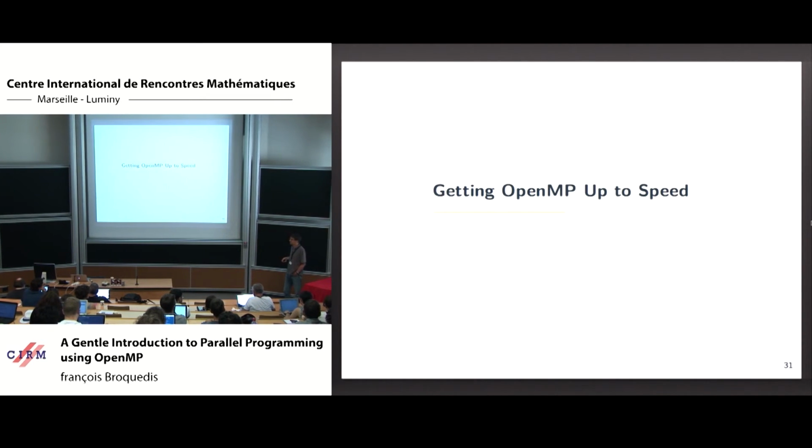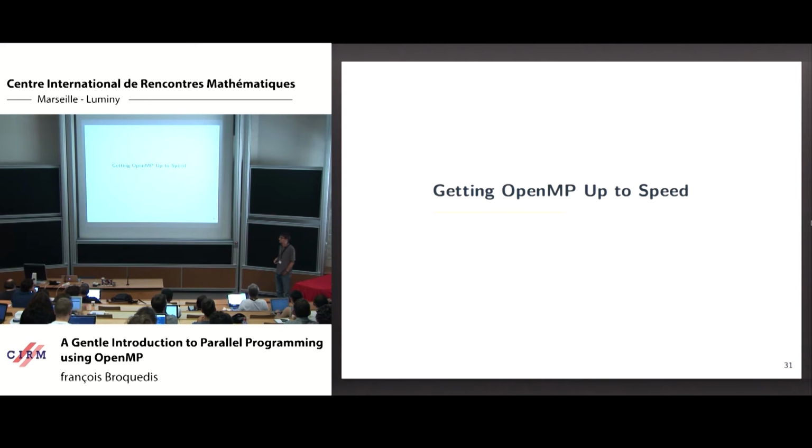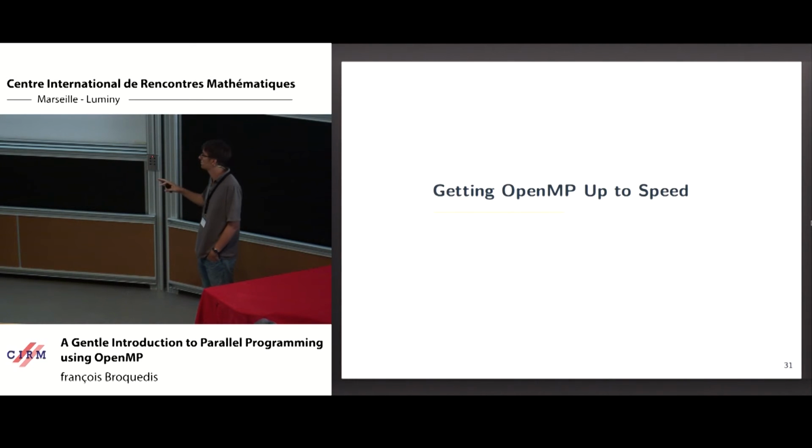OpenMP4 is available since GCC 4.9 and is also available inside the ICC compiler. You also can get the Clang 3.9 version of the Clang compiler that comes with the OpenMP runtime system that is open source and also supports OpenMP4 as well.